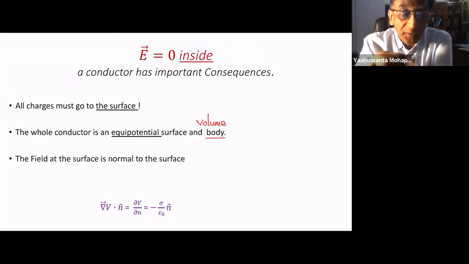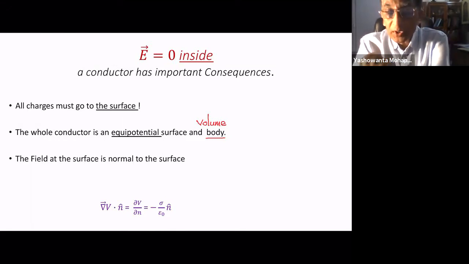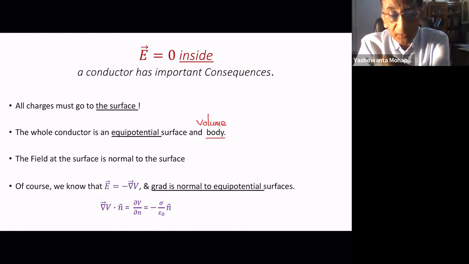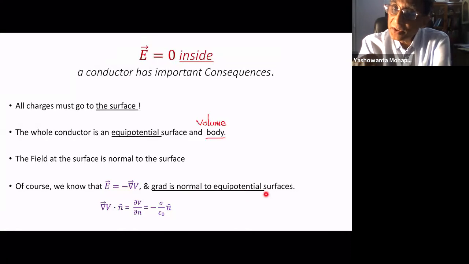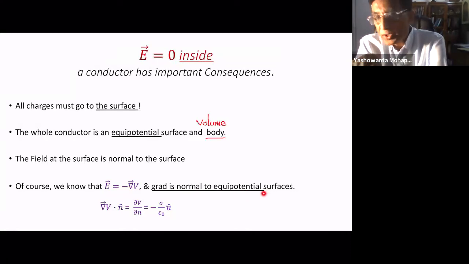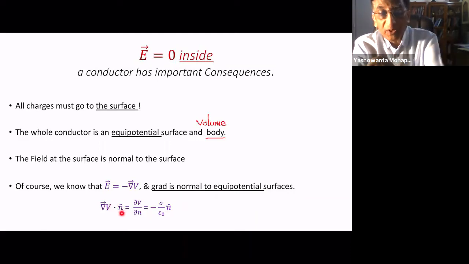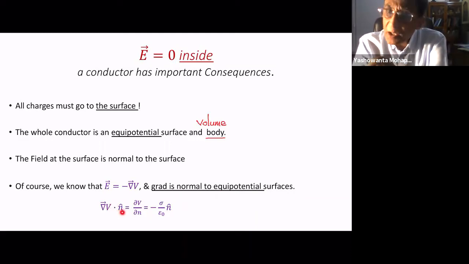That's a consequence. The field at the surface is normal to the surface. Of course we know that E is minus grad V, and if it is an equipotential surface, then E is normal to the equipotential lines or surfaces. That is why del V at any point on the surface, which could be very irregularly shaped, is in the direction of the normal, the partial derivative del V by del n of the potential. We can prove that.